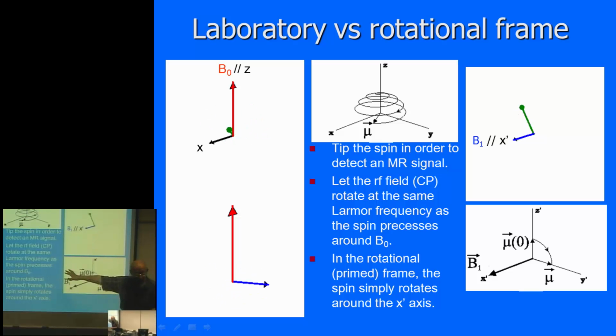Okay, now how are we going to detect this? Why are we tipping the spins? The point is to detect the presence of these spins. We will talk about that in chapter 7, how we are going to detect the signal, whether it's an MR signal or NMR signal. It's actually the same.